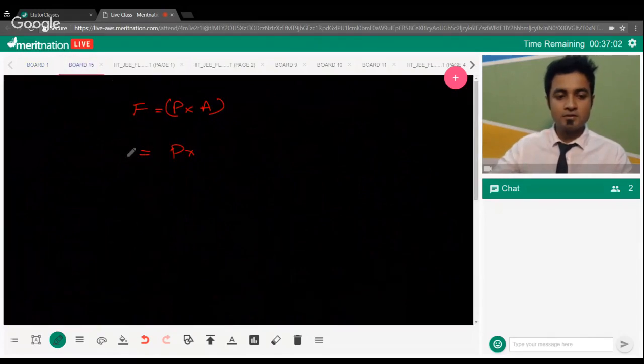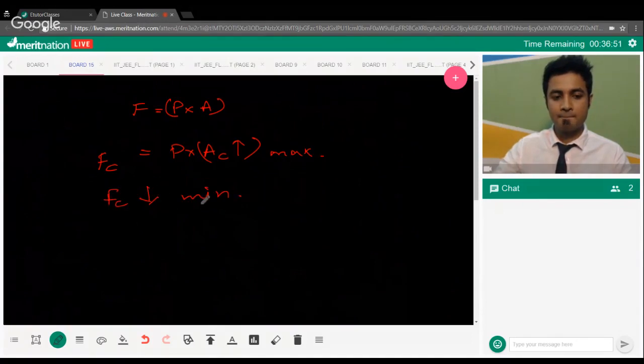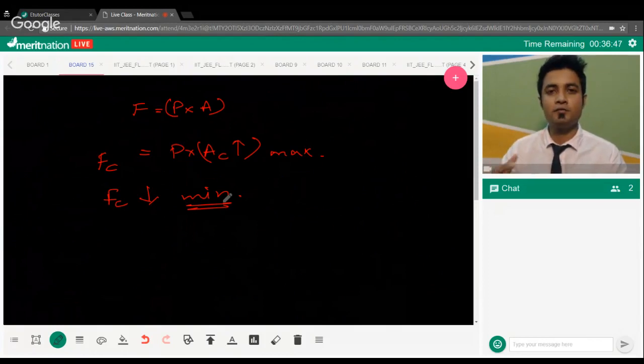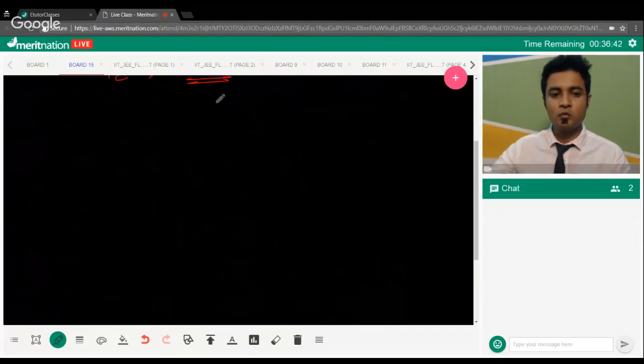So in case C, FC, I'm writing it here, AC is maximum, so FC is minimum. Okay, this is the concept. This is the entire concept of the relation between the force and the pressure. It just depends on the height. That's all. So after that, we have surface tension.